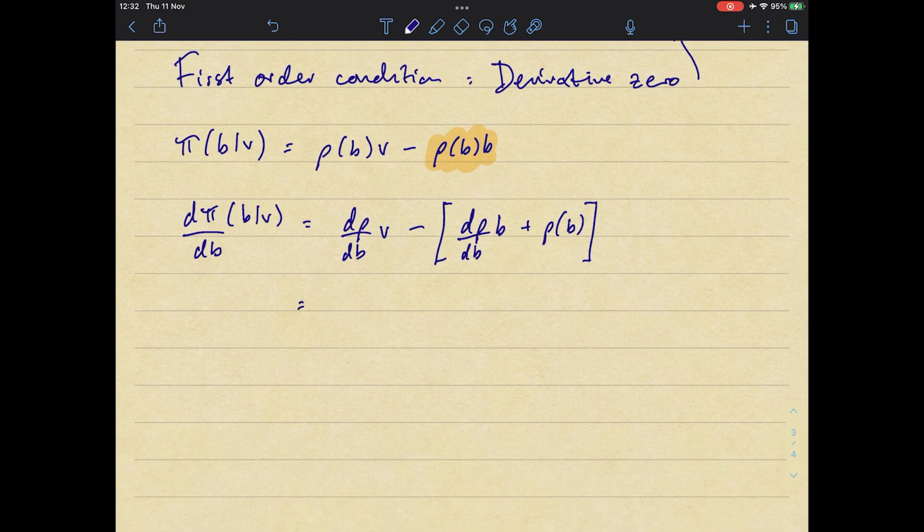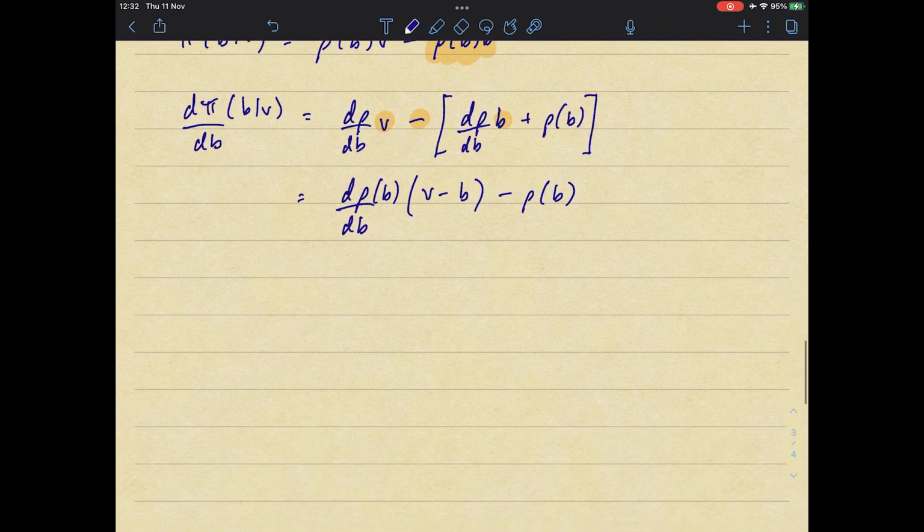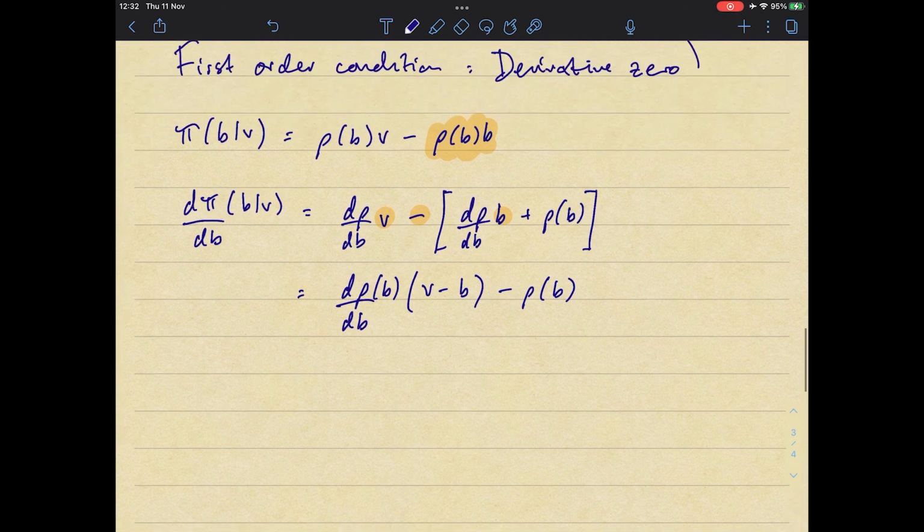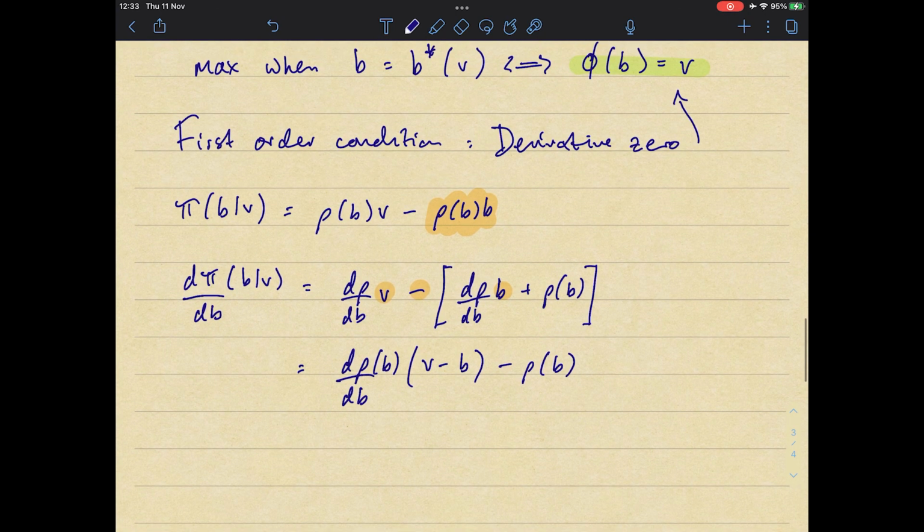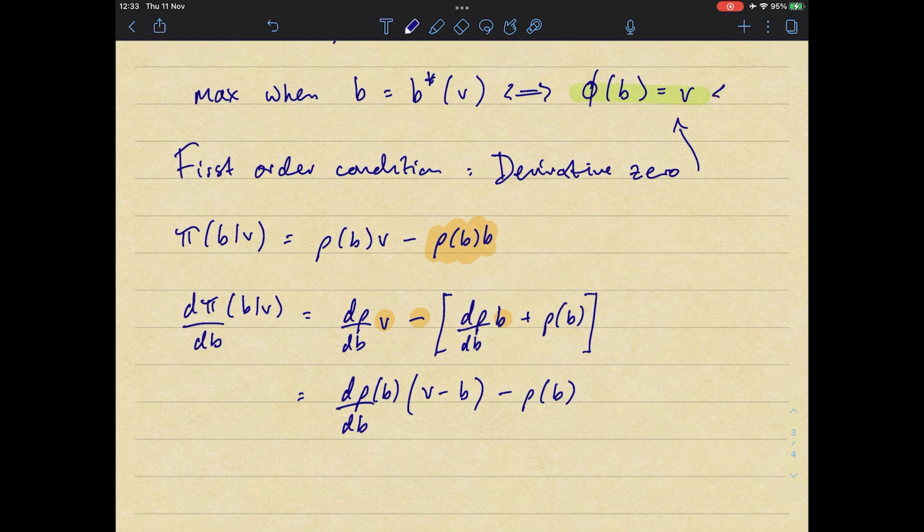Okay, so this equals, can I express it? So the derivative of rho with respect to b evaluated at b, and then I've got it being multiplied by v minus b, and then deduct from that rho evaluated at b. Okay, so this is the derivative of the expected payoff function with respect to b, and we've argued above that this should be 0 when this is true.